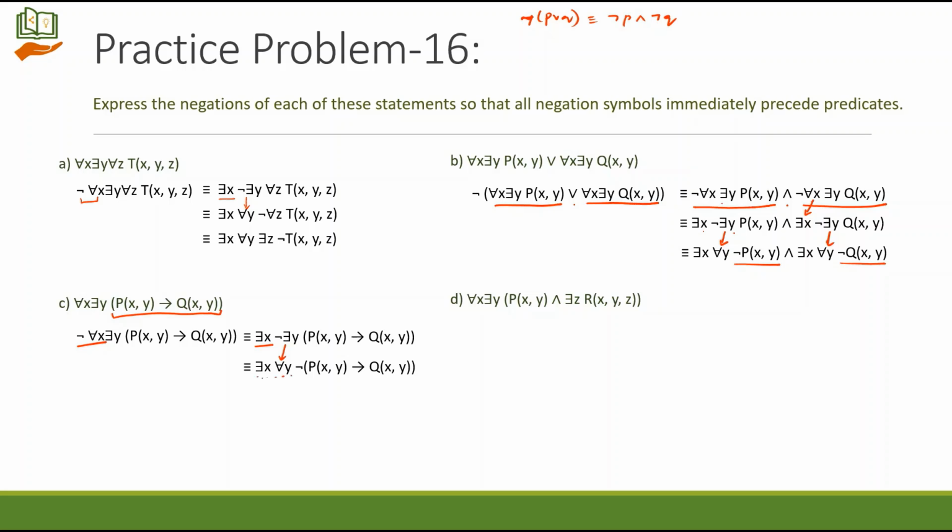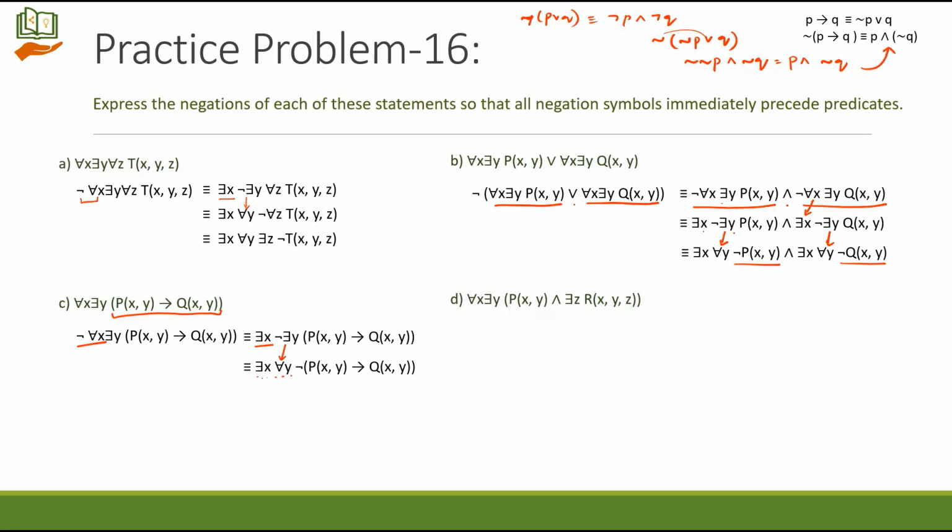Now what is negation of P implies Q? We know P implies Q is negation of P or Q. So now you have to apply negation to negation of P or Q. Negation of negation P will change to P, the disjunction will change to conjunction, and this is negation of Q. So negation of negation P will give you P, conjunction negation of Q. This is what we get here ultimately.